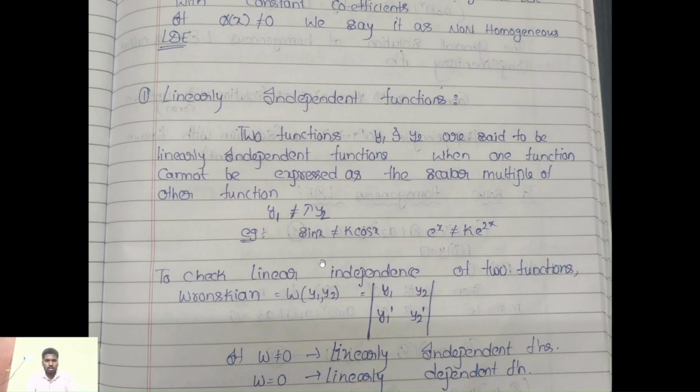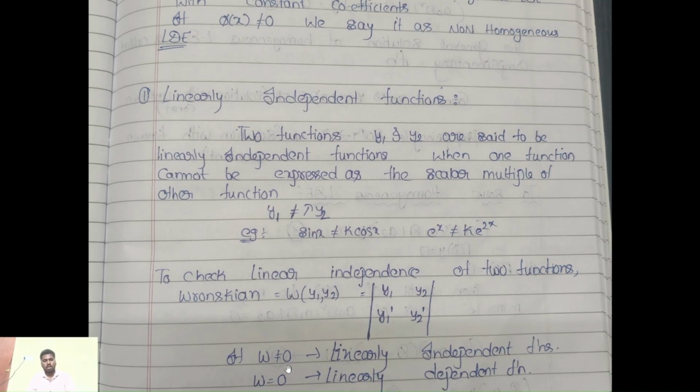We have a method to check whether two functions are linearly independent or dependent. We check by the Wronskian. The Wronskian of y1, y2 is nothing but the determinant of the matrix with rows y1, y2 and y1 dash, y2 dash. We have to remember this one.